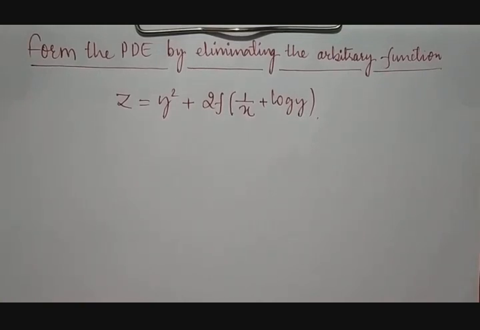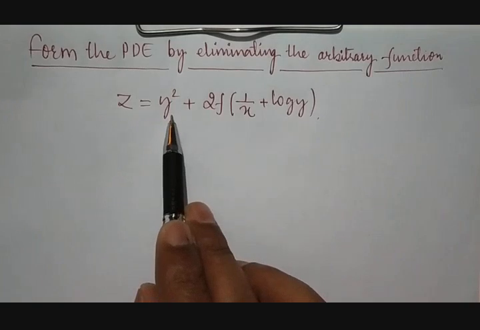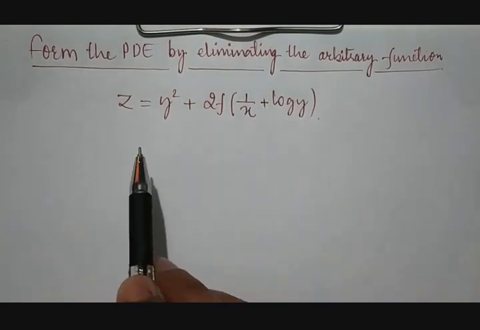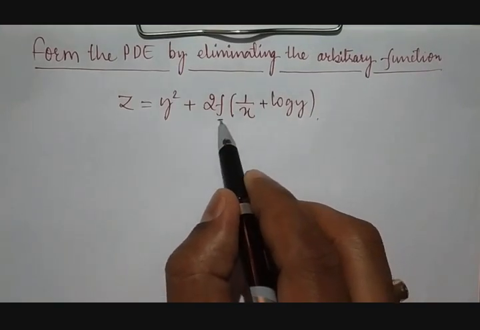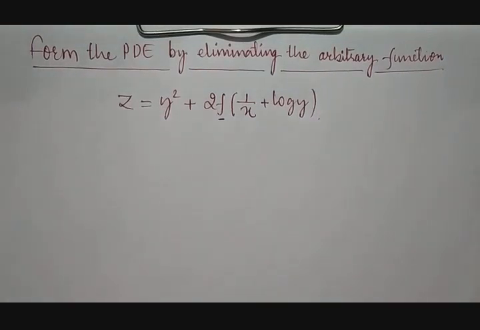Now, today we'll discuss how to form a partial differential equation by eliminating an arbitrary function from the given equation. In this example, z is equal to y square plus 2 times f of 1 by x plus log y is given. In this, we can see f is a function, but which kind of function is not mentioned. It may be a logarithmic function, algebraic function, trigonometric function, hyperbolic function, or any other function, which is not mentioned.